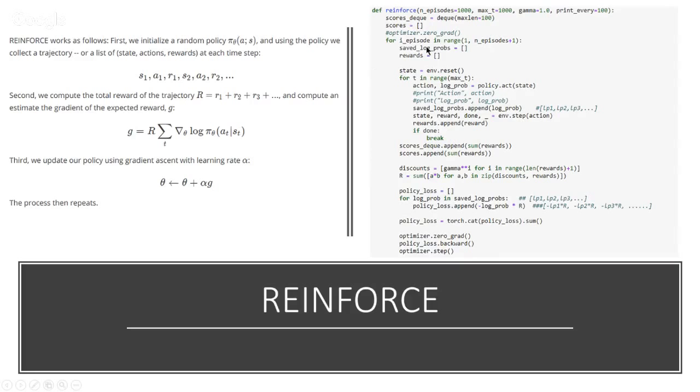So the previous trajectories that we collected using the previous theta are thrown away, and we have to collect new trajectories because we want to compute our new gradient using our new theta. That's more important for us.